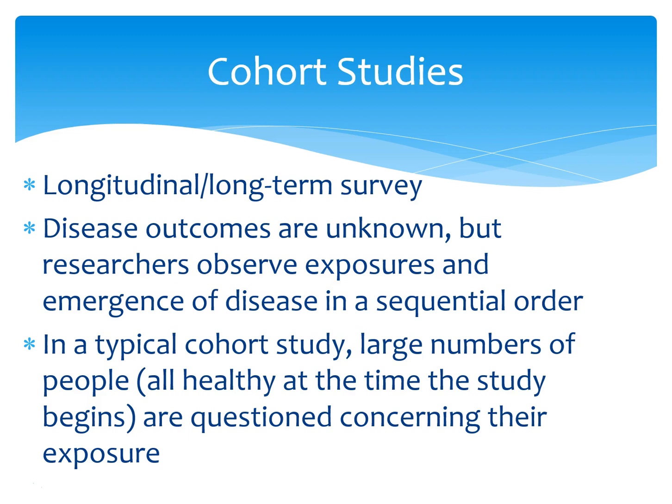So you can see what people are being exposed to and who gets the disease and who doesn't get the disease. And the ones that get the disease, were they exposed to different things from the ones that did not get the disease? So people who develop lung cancer, what exposures do they generally have that people that don't develop lung cancer don't have? So in a typical cohort study, you have large numbers of people and they're all healthy at the time the study begins. And then you can follow them through time to see who gets the disease, who doesn't get the disease, and are there differences in exposure.